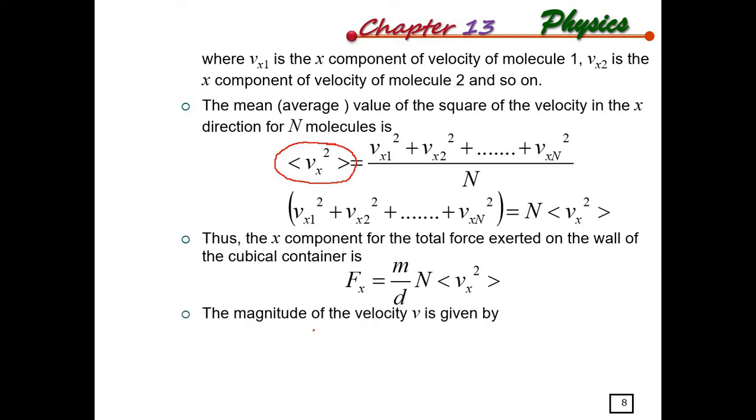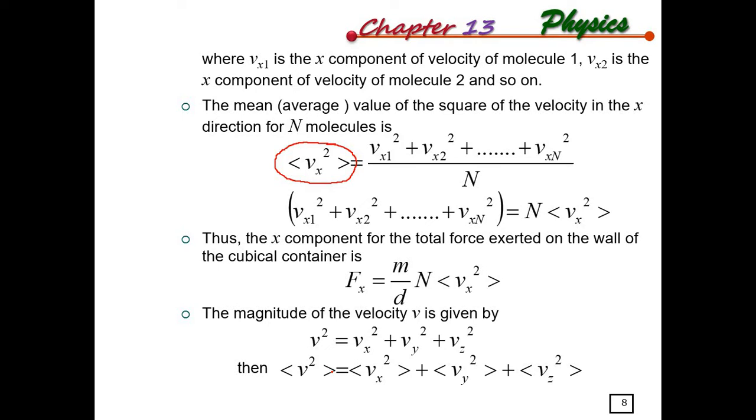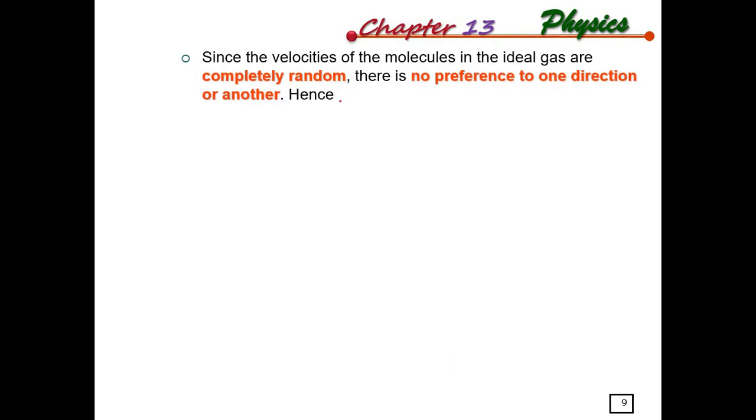So the magnitude of the velocity V is given by the equation V square equals Vx square plus Vy square plus Vz square. Then we know that the mean square velocity equals the mean square velocity of Vx plus that of Vy plus that of Vz. Now, since the velocities of the molecules in an ideal gas are completely random, we cannot predict which direction they go.